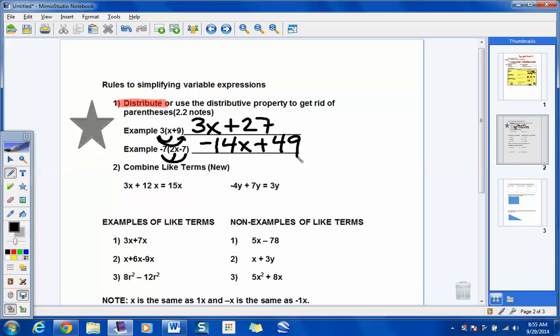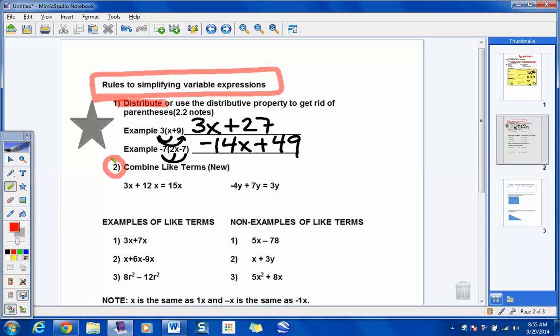Okay. So guys, our rules for simplifying variable expressions right up here. What's the first rule to do? If there are any parentheses, what do we have to do? What's the word I highlighted here? Distribute. You got to get rid of parentheses first. Now, the part that's new for you today in section 2 is to go ahead and combine like terms. This is what's new right here.